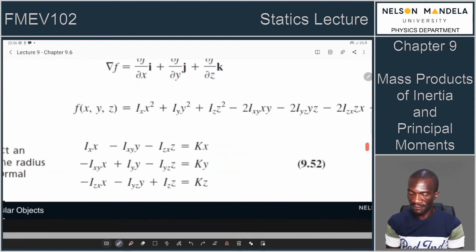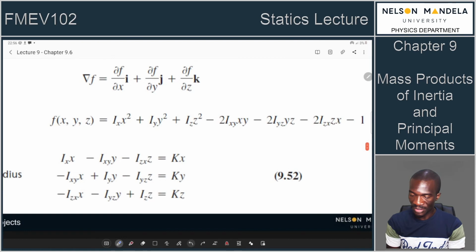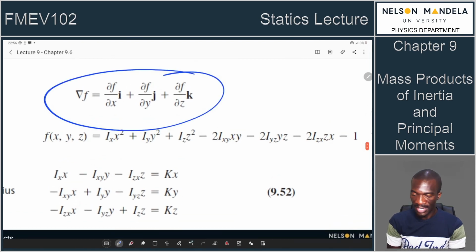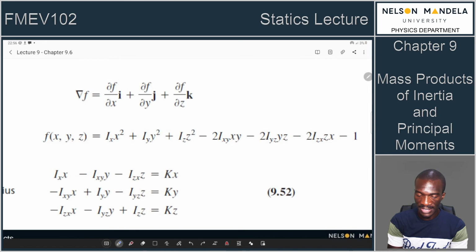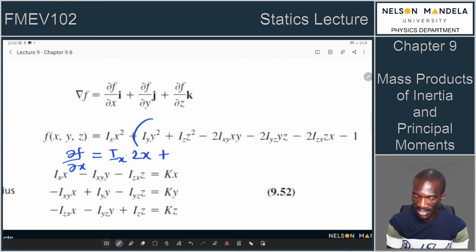So basically, if you have this equation and you apply grad f, we are just finding the derivative with respect to x first. So let me write partial f partial x. Partial f partial x will have an i x multiplied by 2x, right? Plus, with respect to x, there's no x there, so it's a 0, it's a constant. With respect to x, there's no x again. With respect to x, we have something here, so it's minus 2 i xy.